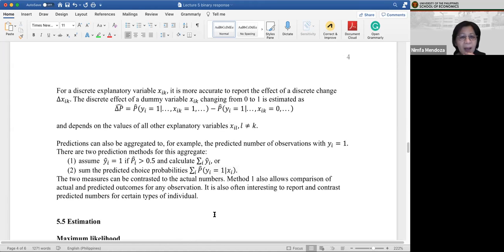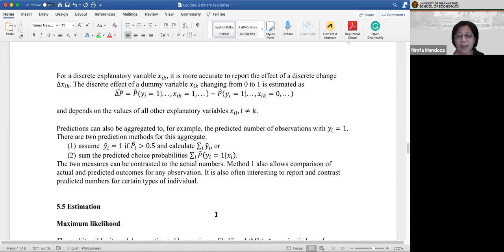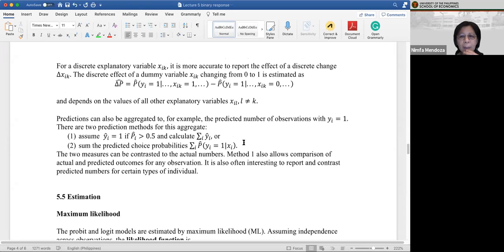Predictions can also be aggregated to, for example, the predicted number of observations with y sub i equal to 1. So suppose you have a sample of 1,000, you would like to have the predicted number of persons that would be employed out of that 1,000. So that is the predicted number of observations with y sub i equal to 1.